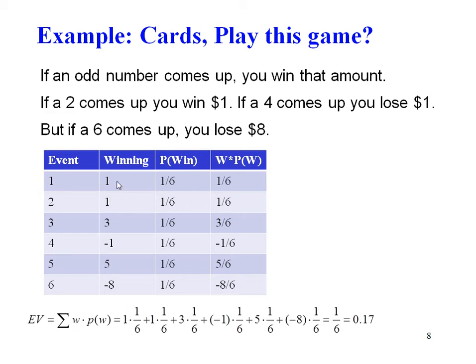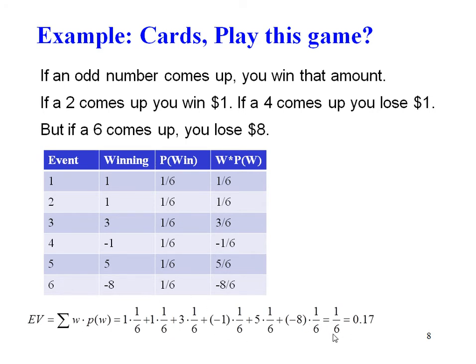You win $1 because a 1 comes up around 1/6 the time. You win $1 because a 2 comes up around 1/6 the time. You win $3 because a 3 comes up around 1/6 the time. You lose $1 because a 4 would come up around 1/6 the time. You win $5 because a 5 comes up around 1/6 the time, but then you lose $8 because a 6 comes up around 1/6 the time.